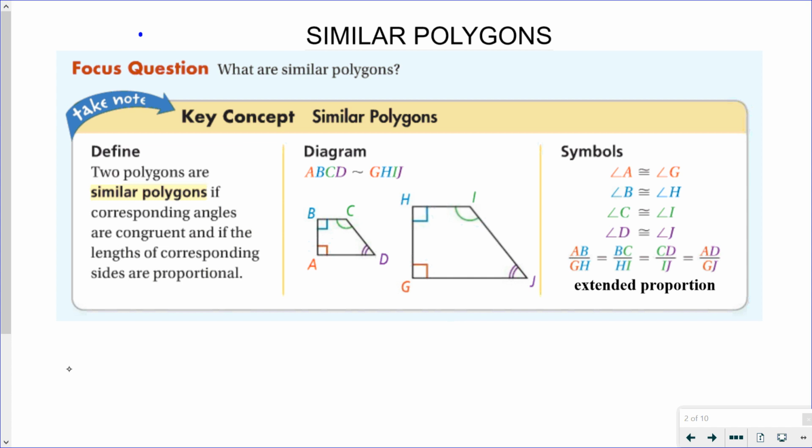When you're writing an extended proportion, this will tell you whether or not the ratios of the lengths of the corresponding sides are equal. So segment AB to GH is forming a ratio. BC to HI is forming a ratio. CD to IJ is a ratio. And AD to GJ is a ratio. And since we have four sides and four angles, there should be four ratios to form the extended proportion.